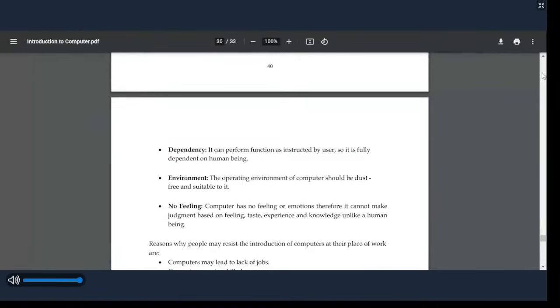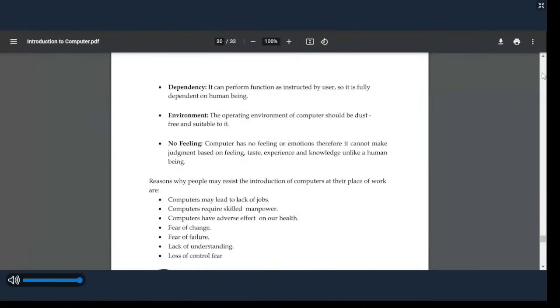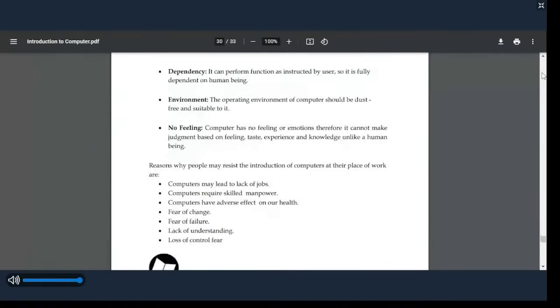For reasons why people may resist the introduction of computers at their place of work: computers may lead to loss of jobs because some of the jobs that are done manually can be done by computers or robots. So people resist because they think that they are going to lose jobs. Then computers also require skilled manpower. If you're not skilled in the computer, then you can't use a computer. Computers have an adverse effect on our health, fear of change, fear of failure, lack of understanding, and loss of control. So these are some.